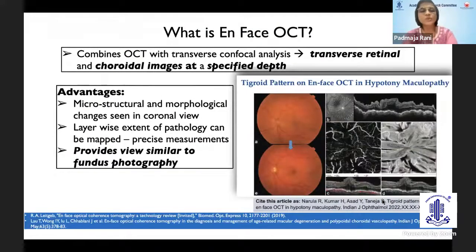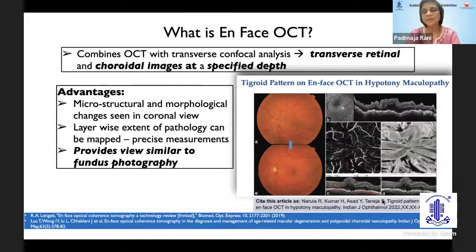So what is NFAS OCT? It combines OCT with transverse confocal analysis. So it gives us transverse retinal and choroidal images at a specified depth. Its advantage is that it gives you microstructural and morphological changes seen in a coronal view. It can be layer-wise, the extent of pathology can be mapped and precise measurements can be done. And most important, it provides a view similar to fundus photography.